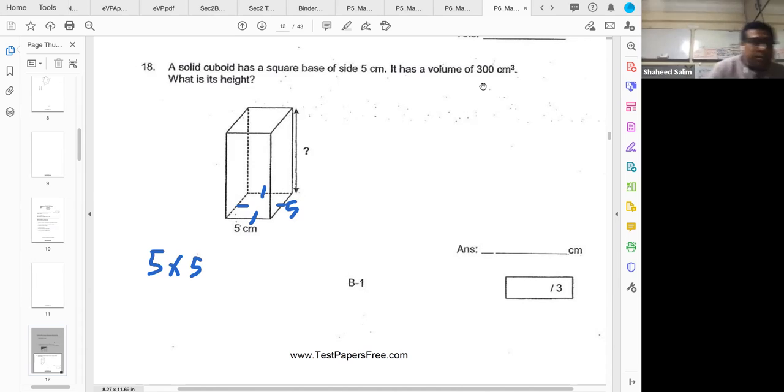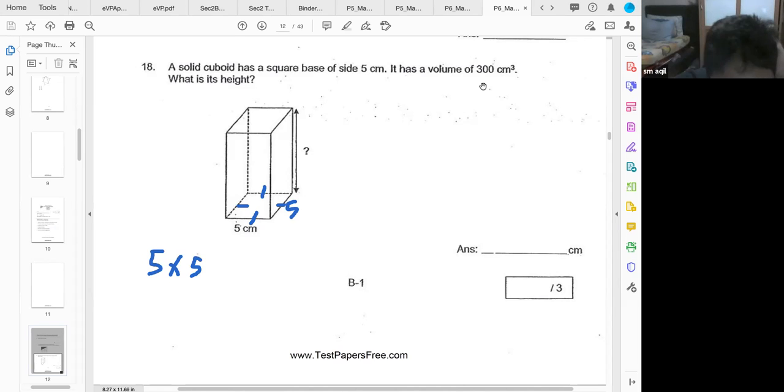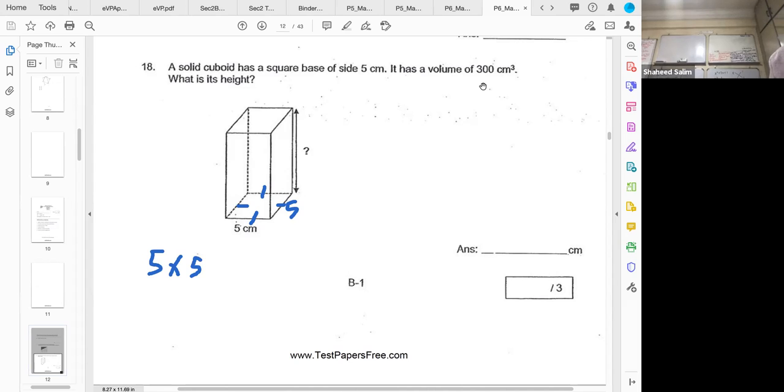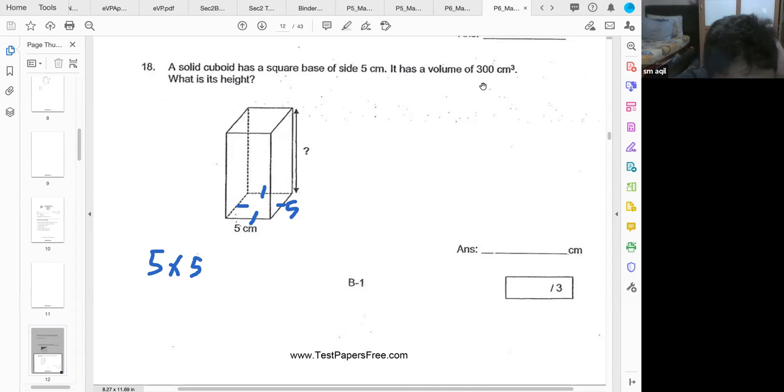Alamak. My MacBook might be going to sleep. Hold on. The thing is, I forgot to plug into the power. We got the power. Okay.